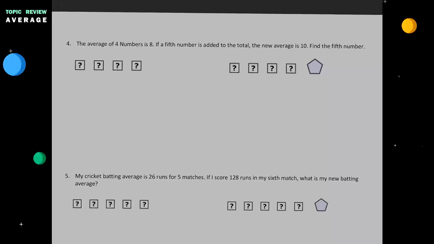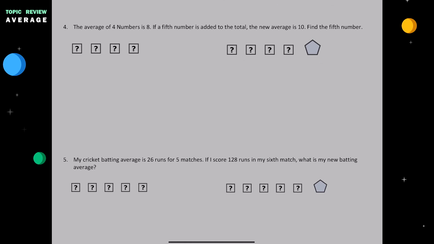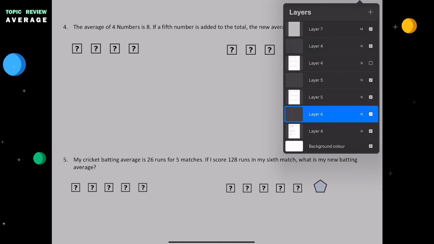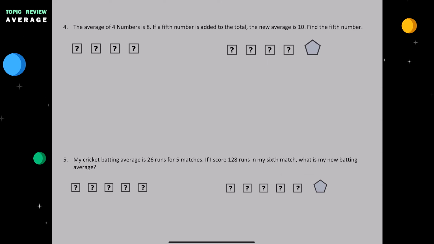Alright, next one says, the average of 4 numbers. Let me just double check if I'm on the right layer. Okay, the average of 4 numbers is 8. So here's your 4 numbers, ignore that for now. The average of 4 numbers is 8. So what do we do?